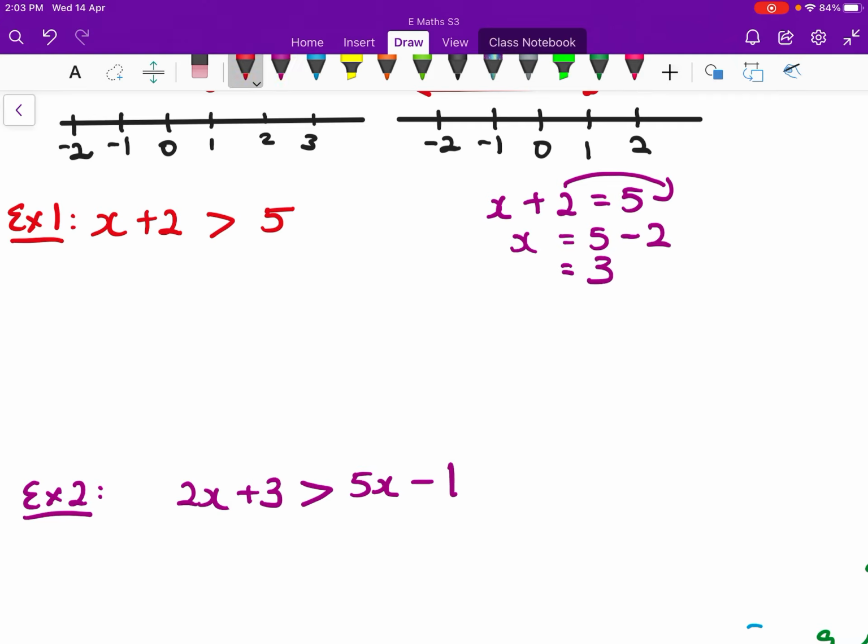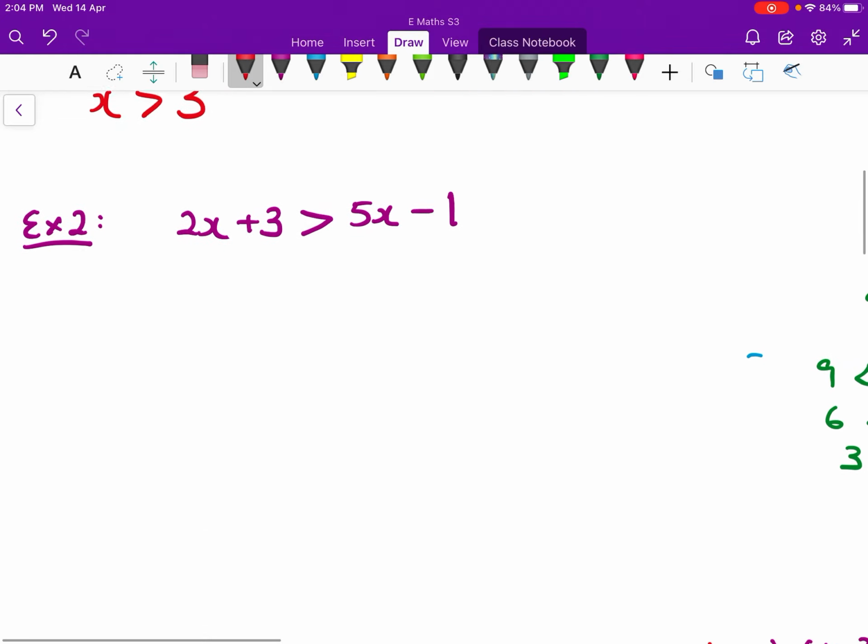For the inequality, same thing: x plus 2 more than 5. I move the 2 to the right hand side. So what will I get? 5 minus 2, which is just 3. So I solve my inequality, which is x more than 3. Notice that I do not know the exact value of x. I only know that it is more than 3. So this is how we solve inequality. Let's take a look at the second example.